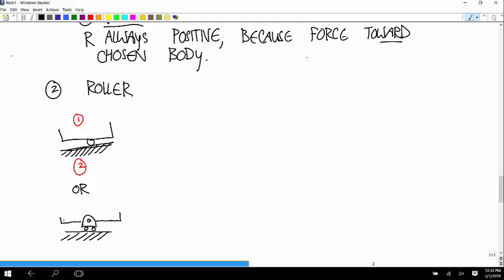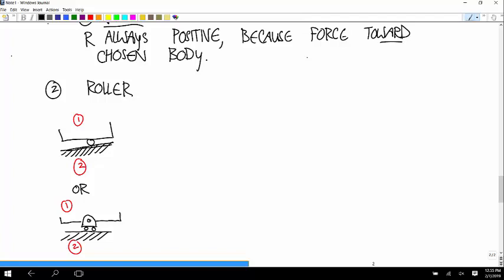Those mean the same thing and you treat them the same way. So body 1, body 2. And it works exactly the same way as a frictionless contact. In fact, sometimes if you have a frictionless contact, people draw it as a roller, just to make it clear that there's no friction. And it all works the same way.